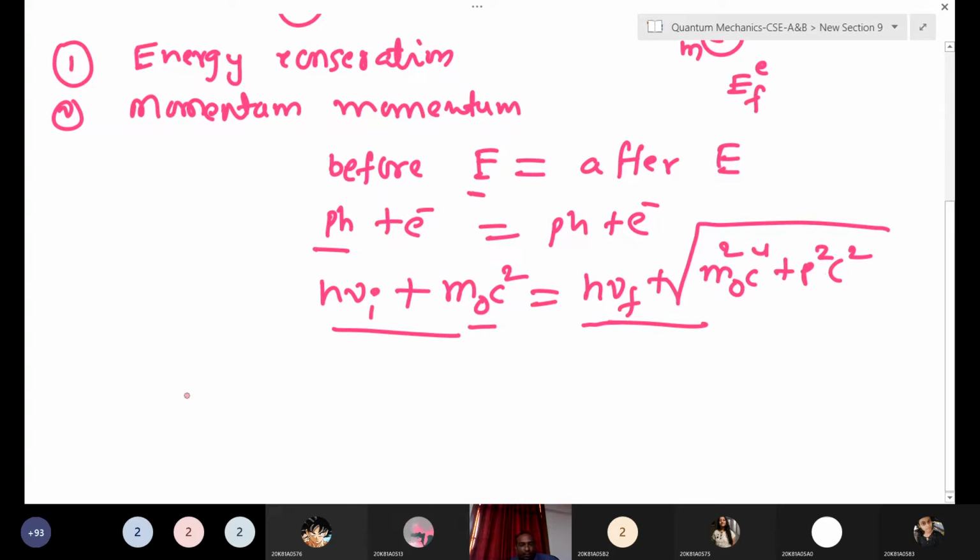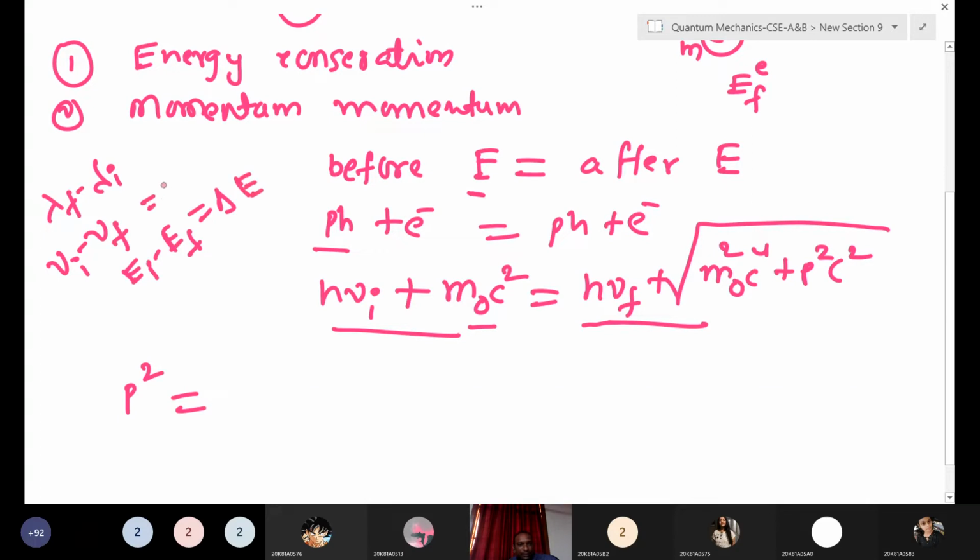From there we have written the p square value, right? Because we want nu I minus nu f, or lambda f minus lambda I, or you can write E I minus E f. This is the shift in the energy, this is the shift in the frequency, this is the shift in the wavelength. This thing we are going to estimate, that is what we are going to calculate.